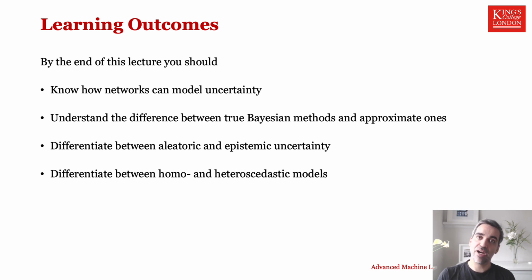You are now able to differentiate aleatoric and epistemic uncertainty. So in this case, the uncertainty that comes from the data itself and the uncertainty that the model has intrinsic to itself, because of the model itself or because of the amount of data that it has observed. And you can also differentiate between homoscedastic and heteroscedastic models. So the ones that have constant variance and the ones that have sample-specific variance, which then allows you to be a little bit more flexible.